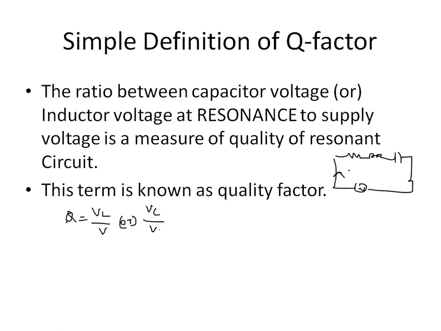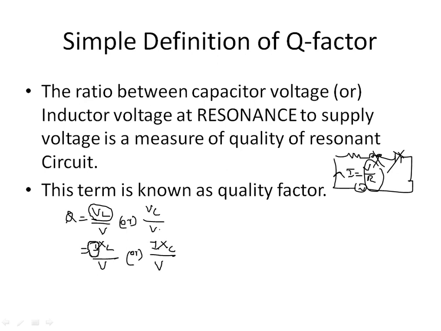So in a series RLC circuit, what is the current at resonant frequency? At resonant frequency, these two will vanish. So I is equal to V by R. Correct? Okay. What is the value of VL? VL is nothing but the inductor voltage. Inductor voltage is equal to current into inductive reactance. Similarly, for the capacitor, the voltage across the capacitor is current into Xc. The quality factor is this voltage divided by the supply voltage V.